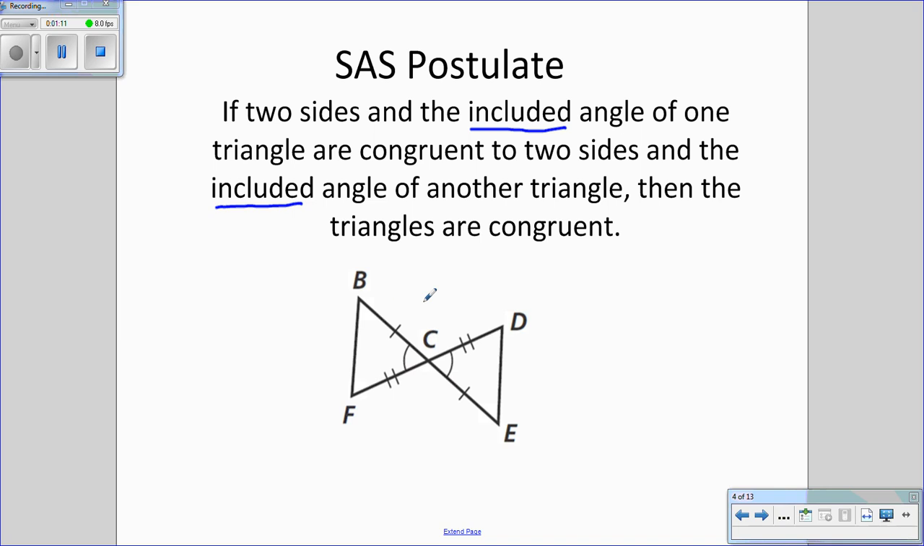So if I look at this diagram here, I have a pair of sides congruent here, I have a pair of sides congruent here, and the angles that are congruent are between the two sides, making them the included angle. So these are congruent by side angle side.